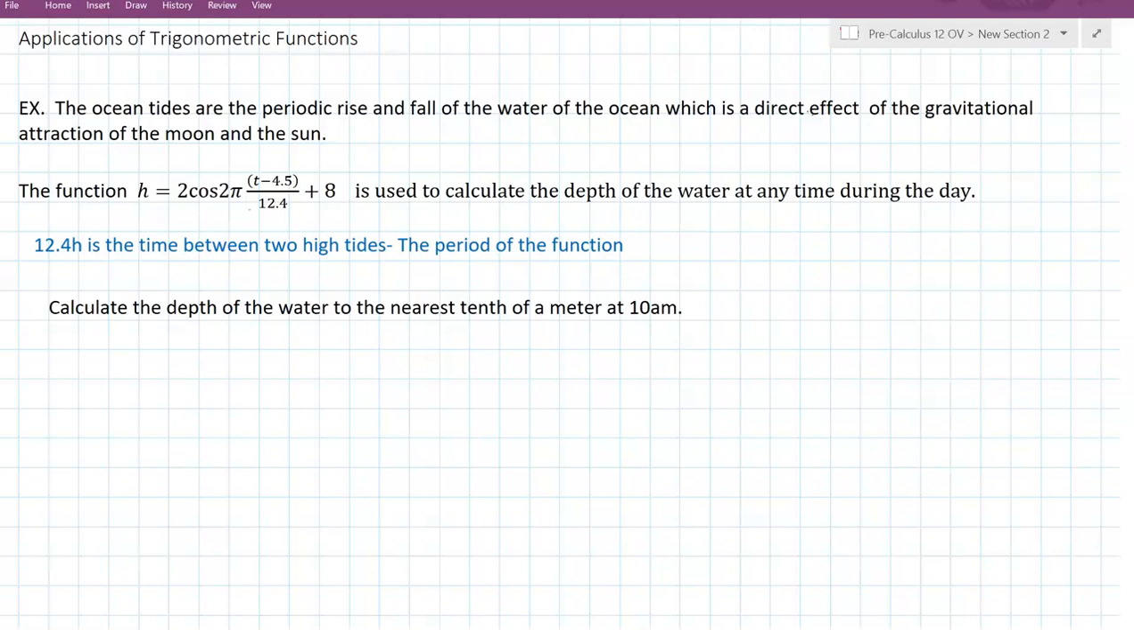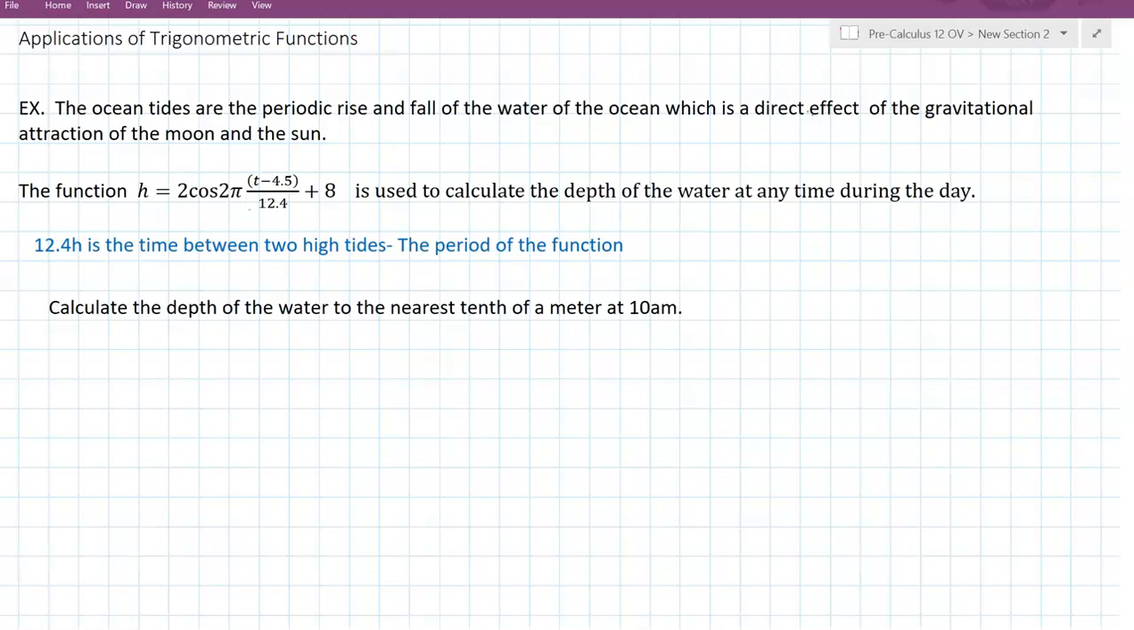And suppose this function that is given to you right here, h equals 2 cos of 2 pi times (t minus 4.5) divided by 12.4, plus 8, is used to calculate the depth of the water at any time during the day. Now, a couple of things. Part of this equation is true, and part of it may not be true depending on which ocean side you're looking at.